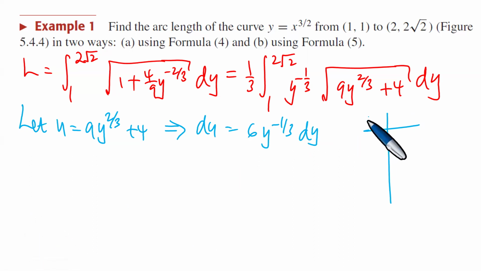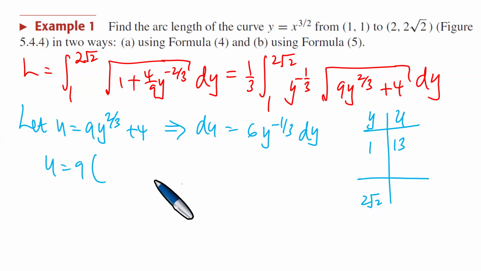We are changing right now from the variable y to the variable u, because u is our new variable. y is from 1 to 2 to the square root of 2. Okay, if this is true, then you'd have that from 1 to 2 to the square root of 2, and then the u, if you put y equals 1, it's going to be 9 plus 4. 9 plus 4 is exactly 13.